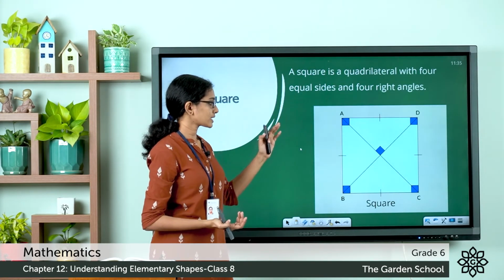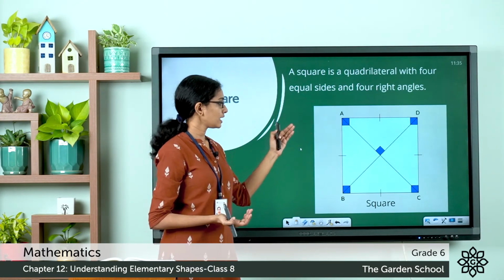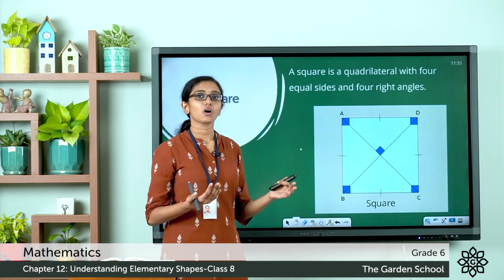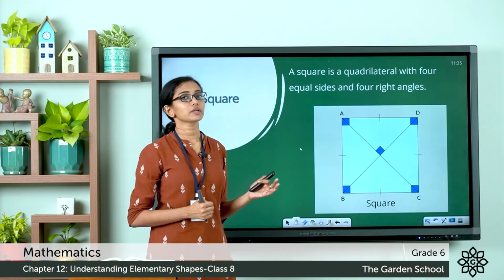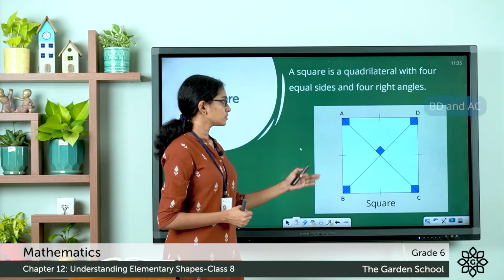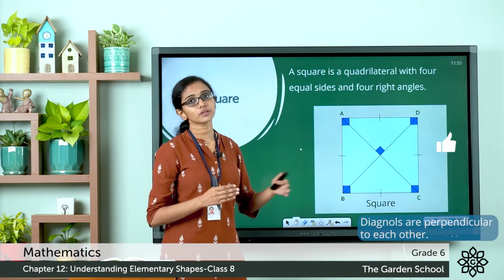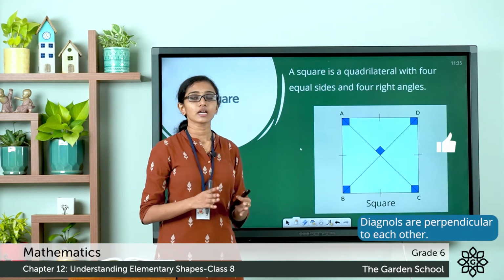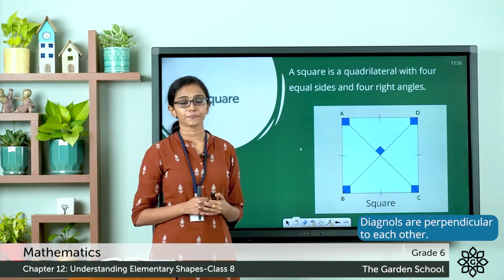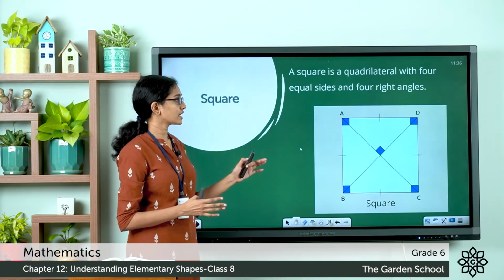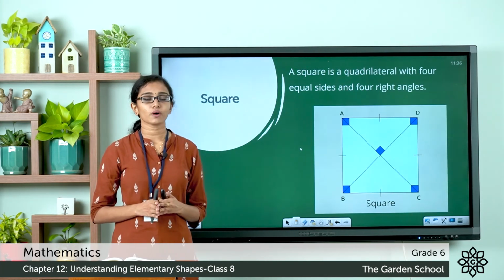4 vertices are there: vertex A, vertex B, vertex C and vertex D. The interior angles: angle A, angle B, angle C and angle D. All these are right angles or all these measure 90 degree. 2 diagonals can be drawn between the opposite vertices. Here the diagonals are BD and AC. The diagonals bisect each other and are perpendicular to each other, which means the diagonals divide each other into equal parts and the angle between them is equal to 90 degree. So what is a square? A square is a quadrilateral with 4 equal sides and 4 right angles. So these are the 6 types of quadrilaterals.